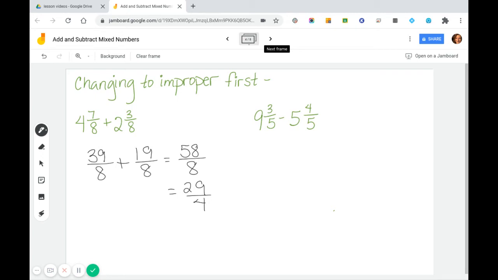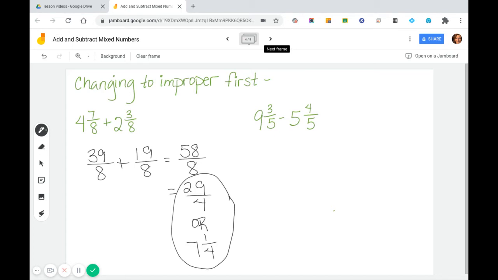Or it may say that you're required to write it as a mixed number. So the other way that you can do this, I know 4 goes into 29 7 times. That would be 28. So I would have 1 left over. So my final answer is 29 over 4, or 7 1/4.